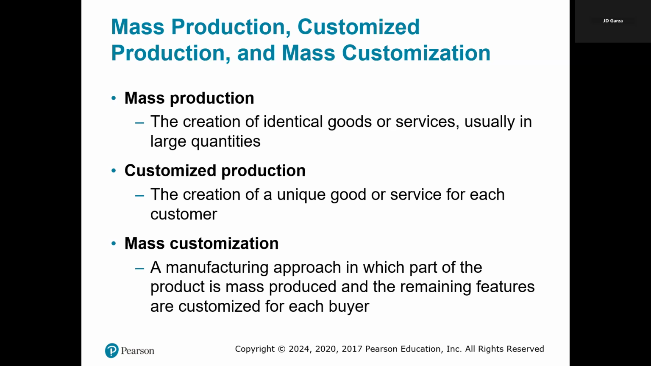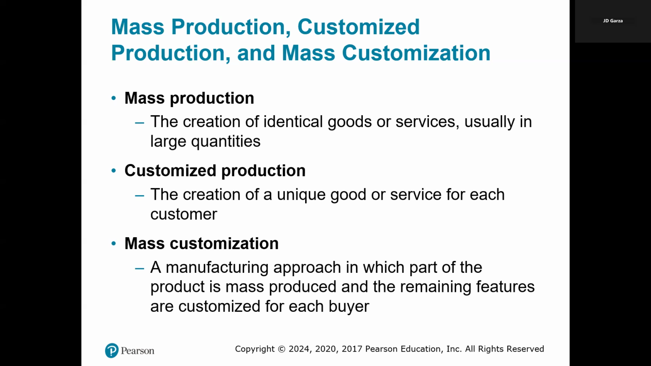So now we're going to explore the three distinct production methods: mass production, customized production, and mass customization. Each of these approaches reflects different strategies for meeting customer demand, ranging from producing larger quantities of identical goods to creating highly tailored products for individual customers. Let's start off with the first one, mass production.